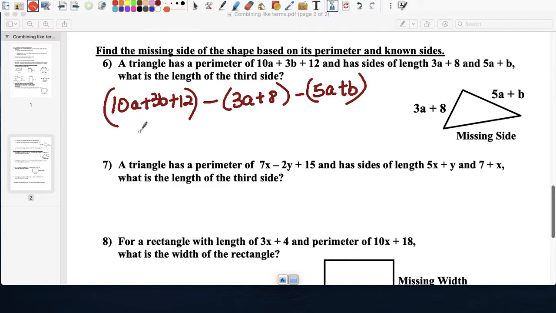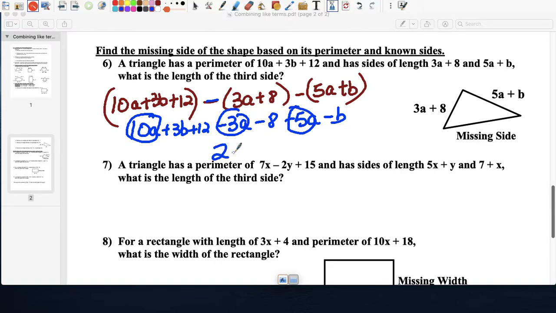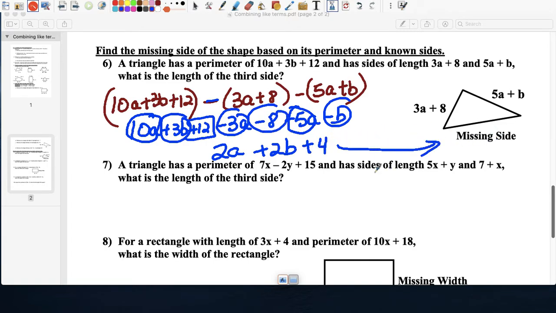Now we remove the parentheses. The first one stays as it is, nothing changes. Now for the second, that minus sign is going to change everything inside, so that's minus 3a, minus 8. And the last one as well, everything inside the parentheses will come out the opposite, so it's minus 5a minus b. Now we can combine like terms. The a's: 10a minus 3a minus 5a leaves me with 2a. The b's: plus 3b and minus b is plus 2b. And then 12 minus 8 is 4. So that missing side is 2a plus 2b plus 4.